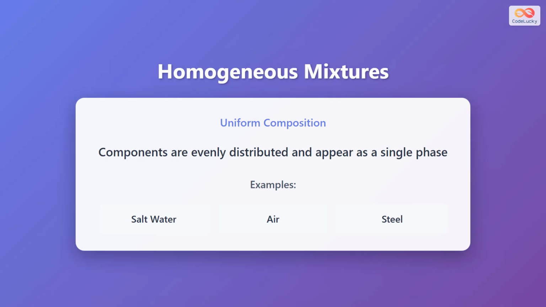Mixtures are further classified into two types. The first type is homogeneous mixtures, also called solutions. In homogeneous mixtures, the components are evenly distributed throughout, creating a uniform composition. You cannot see individual particles or distinguish different components just by looking at them. The mixture appears as a single phase. Common examples include salt water, where salt is completely dissolved and distributed evenly; air, which is a uniform mixture of gases; and steel, which is a solid solution of iron and carbon.